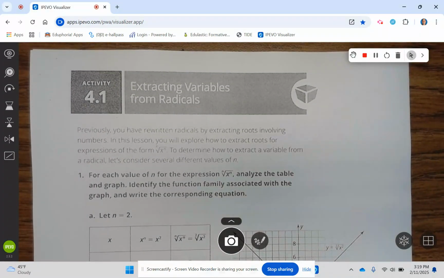4.1, extracting variables from radicals. Previously, you've rewritten radicals by extracting roots involving numbers. In this lesson, you will explore how to extract roots for expressions of the form n to the x n to determine how to extract a variable from a radical. Let's consider several different values of n. 1. For each value of n, for the expression m to the x to the n power, analyze the table and graphs, identify the function family associated with the graph, and write the corresponding equation.